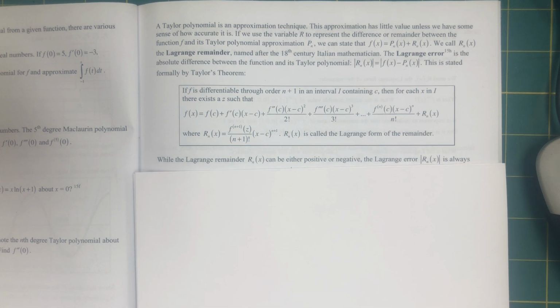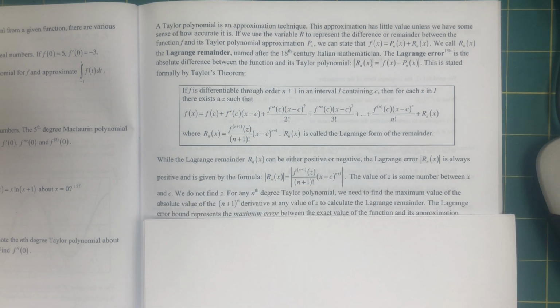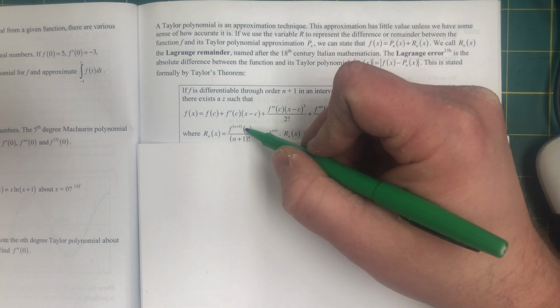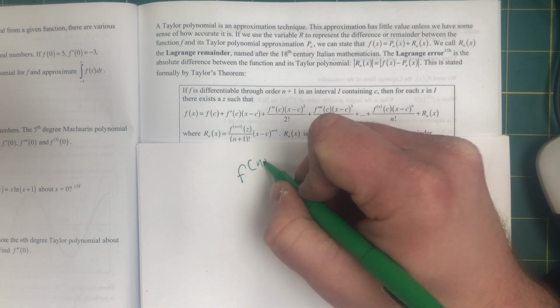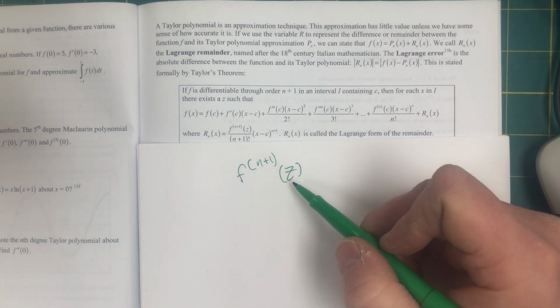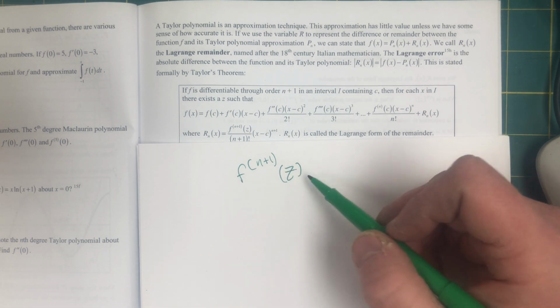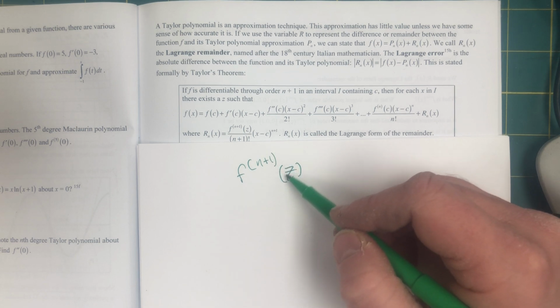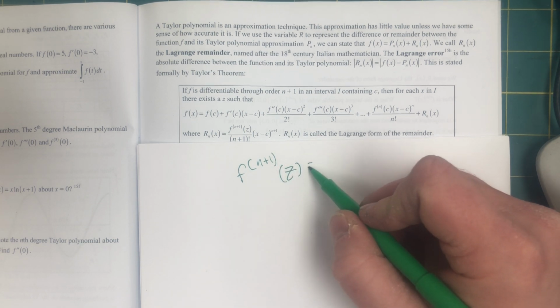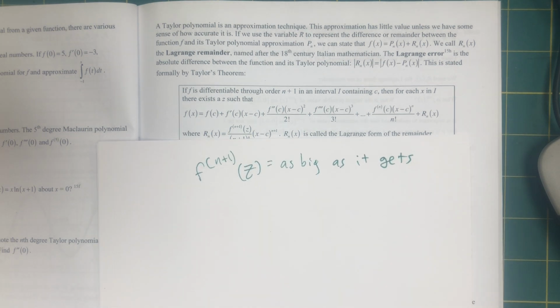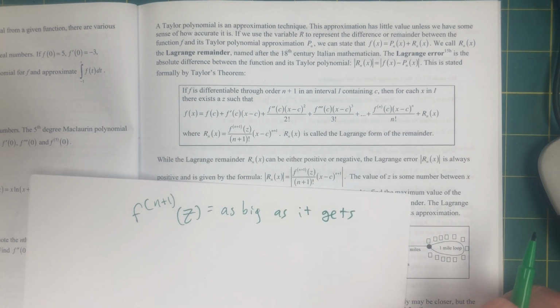Since the remainder is either positive or negative, for the error we take the absolute value, so we can talk about the error just being a distance. So z, the idea of z is we are not even going to find out what z is. This part here is saying, if I plug something in here, z is arbitrary, we don't know what it is. And we're going to make z whatever makes this as big as it gets. We'll talk more about how that works in a couple minutes.